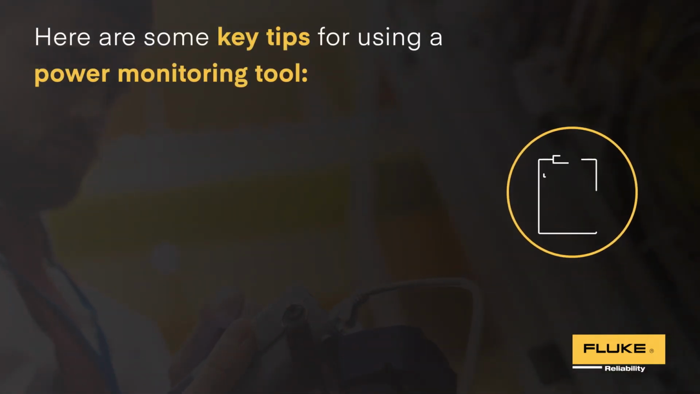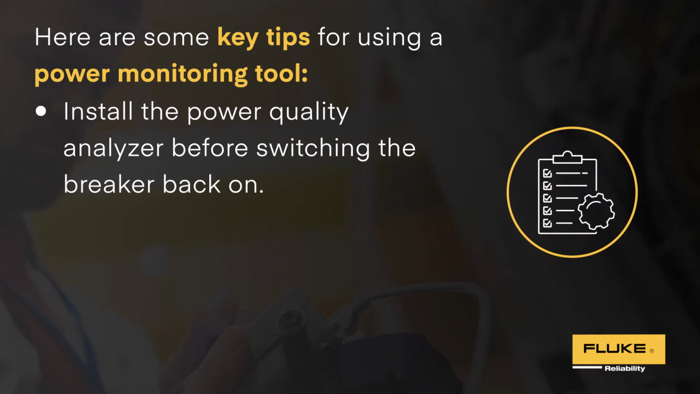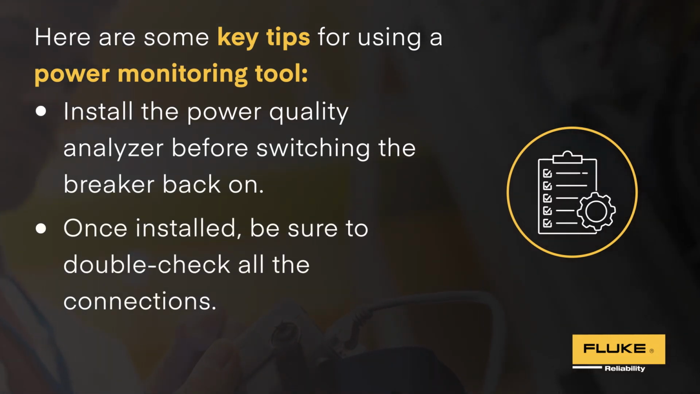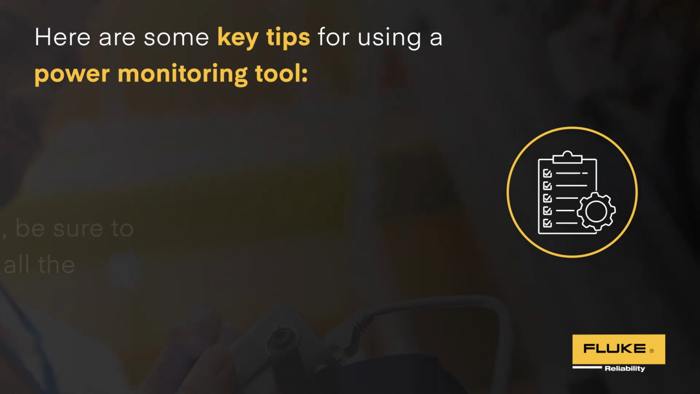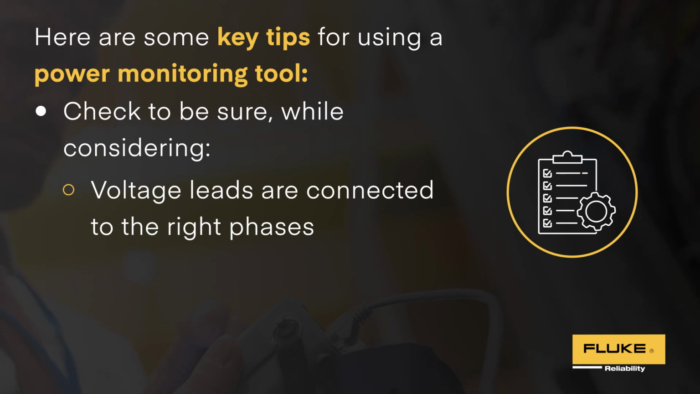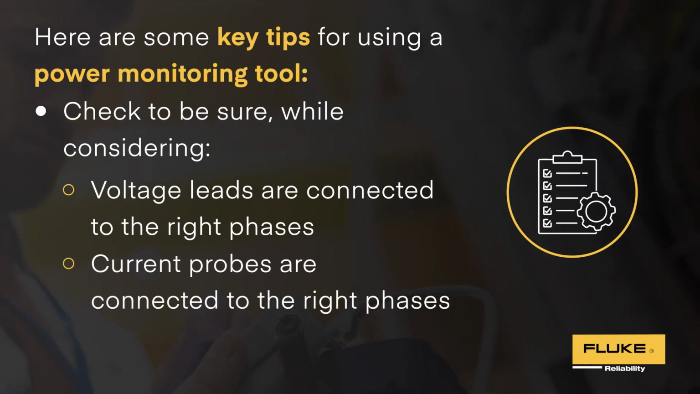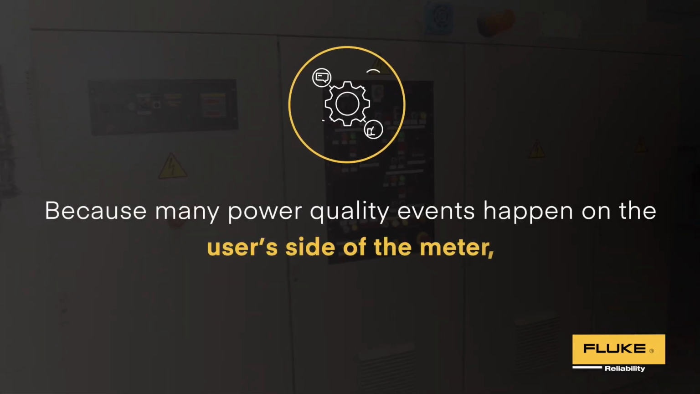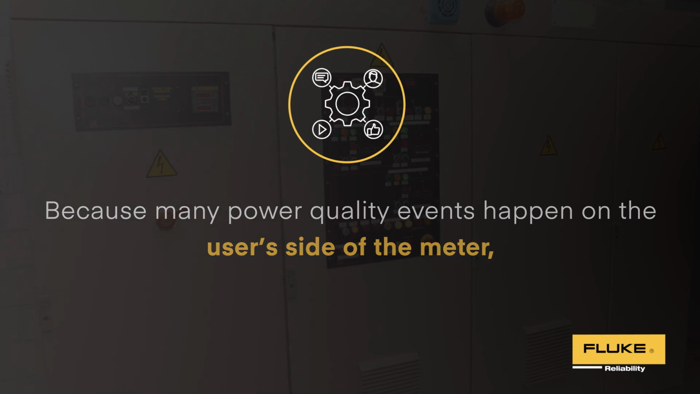Here are some key tips for using a power monitoring tool. Install the power quality analyzer before switching the breaker back on. Once installed, be sure to double-check all the connections. Check to be sure: voltage leads are connected to the right phases, current probes are connected to the right phases, and probes are oriented correctly.